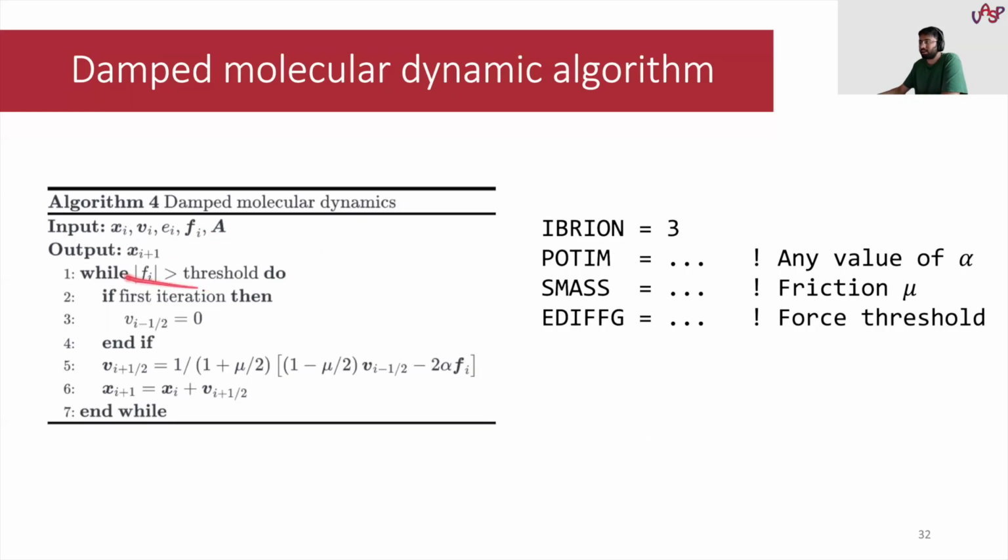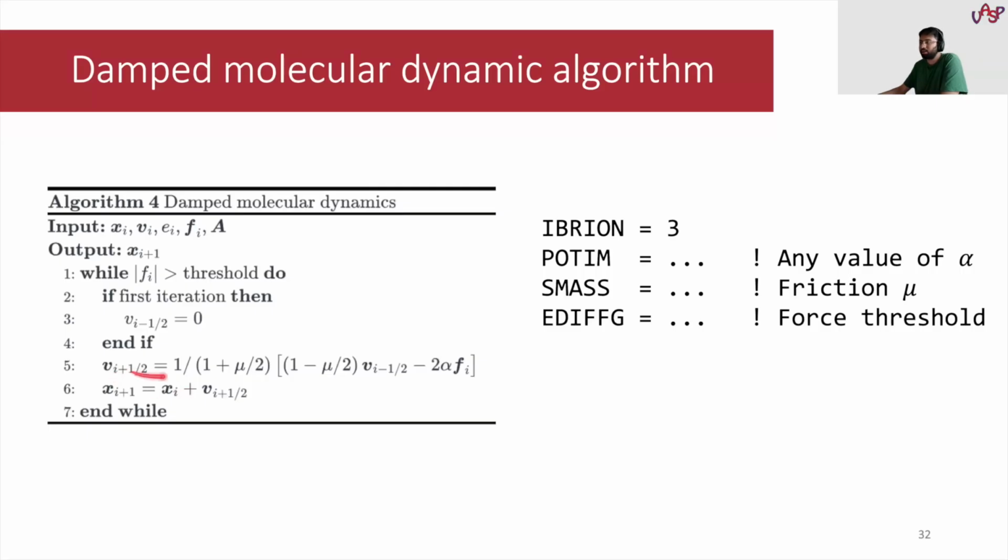At first, again, you check if your forces have converged beyond a certain threshold. If you are at the first iteration, you set the velocity at that point minus a half step to 0. That looks like this. And then, if you're not in the first iteration, you use the information from the half step that was before and the positions and the forces to determine the next velocity. So that's given here. And then you simply add that to the positions.